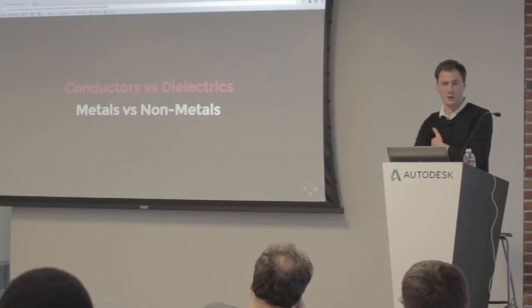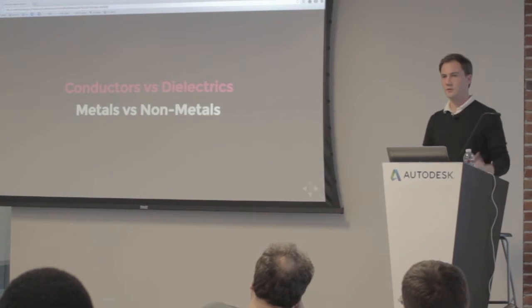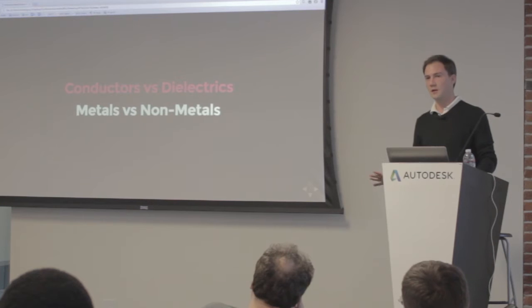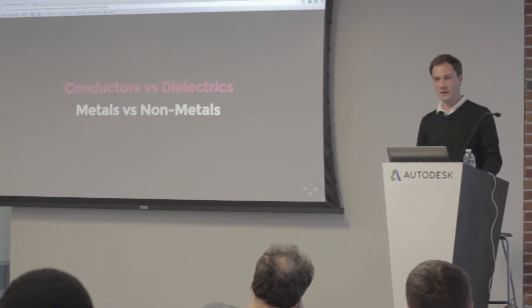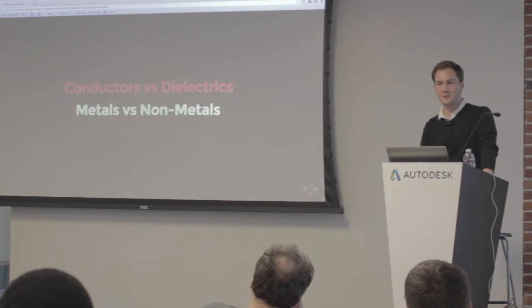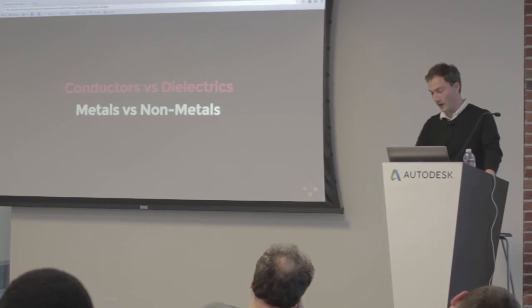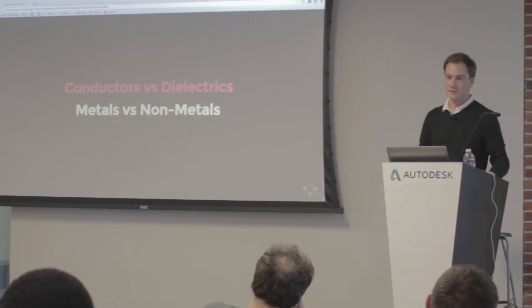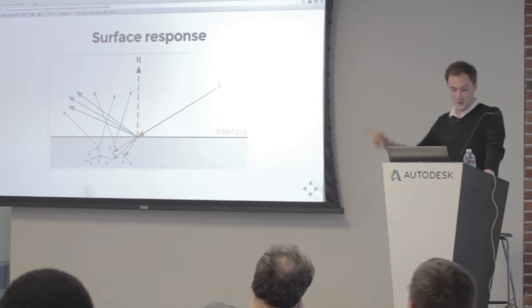Could anyone here tell me what is the difference between a metallic surface and a non-metallic surface? What makes a metal look like a metal? Do you have any idea? Reflections, okay, but in what way? You get reflections, but I have reflections on my leather wristband. So the answer is here.